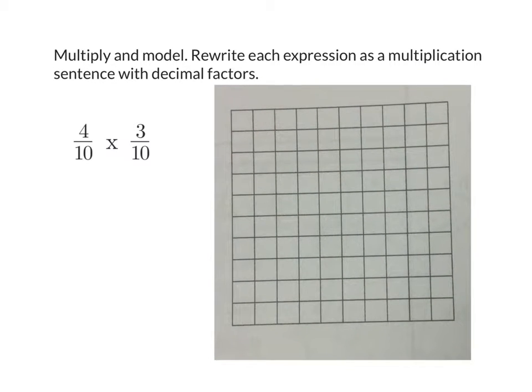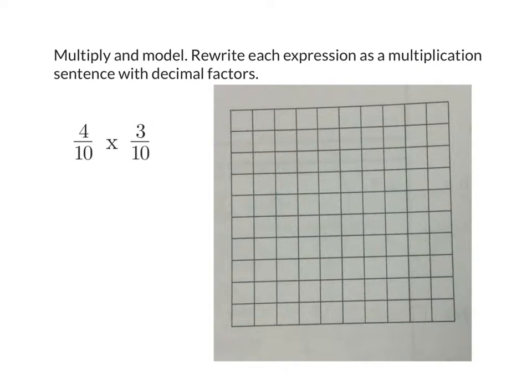So I want you quickly, with 1 minute or less, count out 10 by 10. You're going to basically draw a hundreds grid for yourself. Now that you have a 10 by 10, we're going to use what we learned last week.